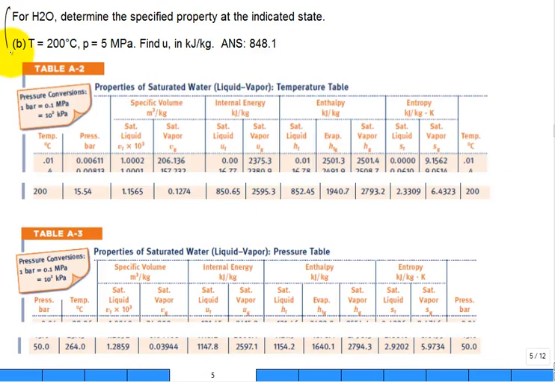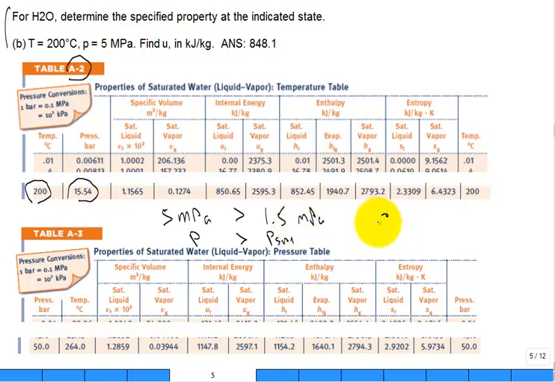Here's the problem repeated. We'll go to table A2. Here's our 200 degrees, and we come in with a saturation pressure of 15 bar. Well, how many megapascal is that? It's 1.5 megapascal. So the actual pressure of 5 megapascal is greater than the saturation pressure of 1.5 megapascal. So P is greater than Psat, and you conclude it's compressed liquid. Okay, so we say it's compressed liquid.